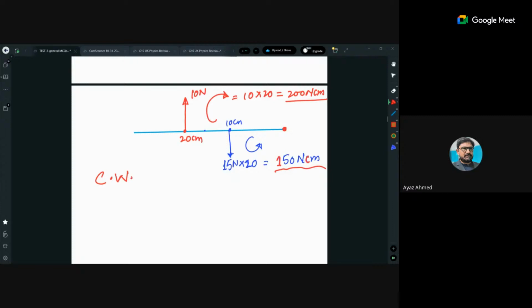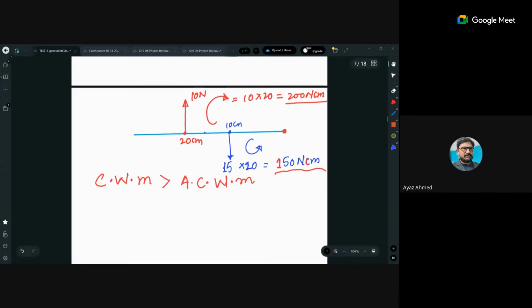So the clockwise moment is greater than the anti-clockwise moment. But sir, it fulfills the choice of 15 times 20, right? No, it is just 15 times 20. Okay, let me extract this from here. It is 15 times 10. No, not 20, because it is the 10 centimeter mark from the pivot.